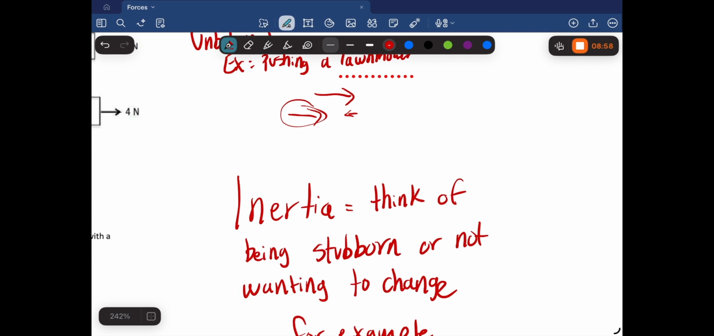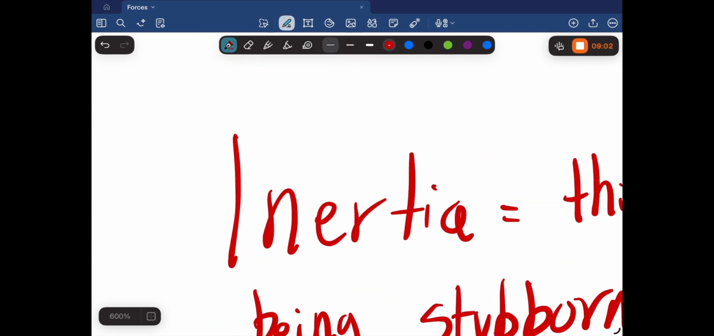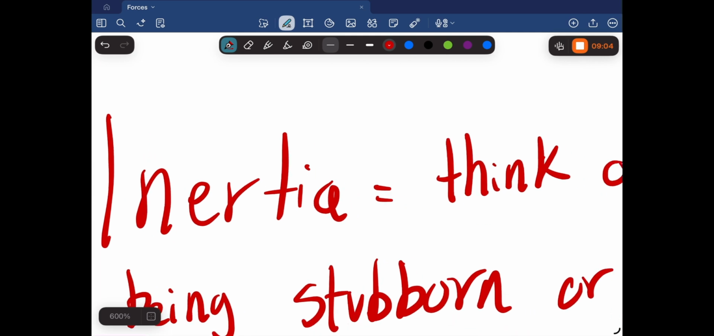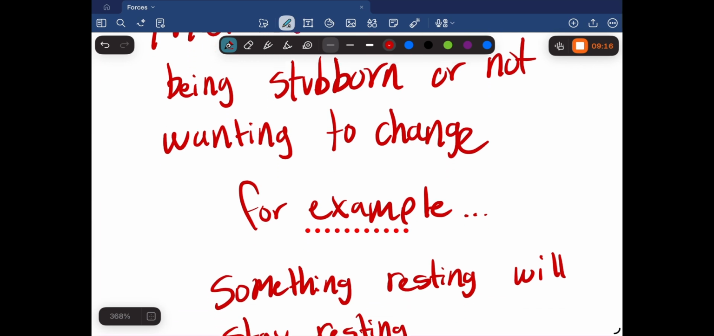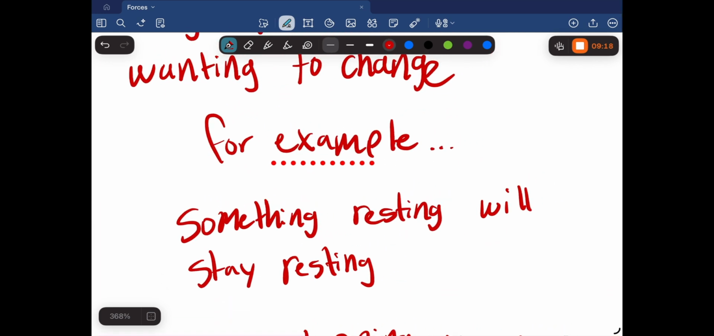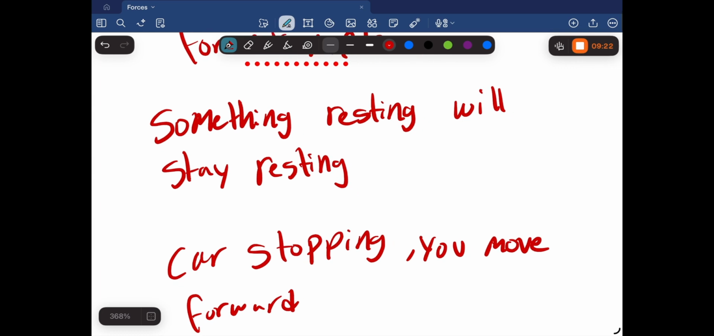All right. Now, this word inertia. I know this is a really tough word for a lot of us, but all it means is think of being stubborn, okay, or not wanting to change, okay? A lot of you are stubborn, so maybe that gives you a better understanding. For example, something resting will stay resting, okay? It's not going to want to move.